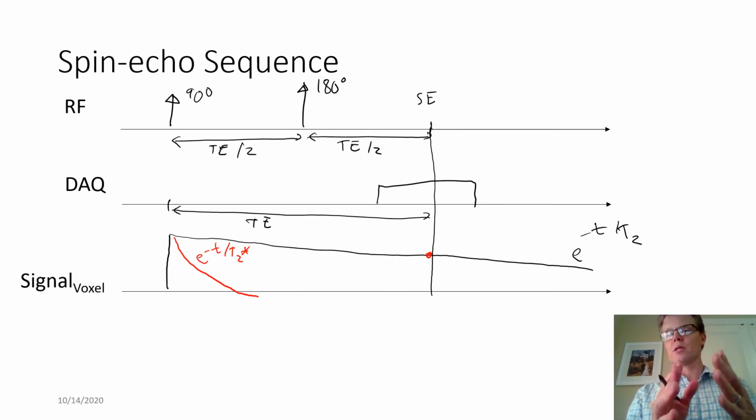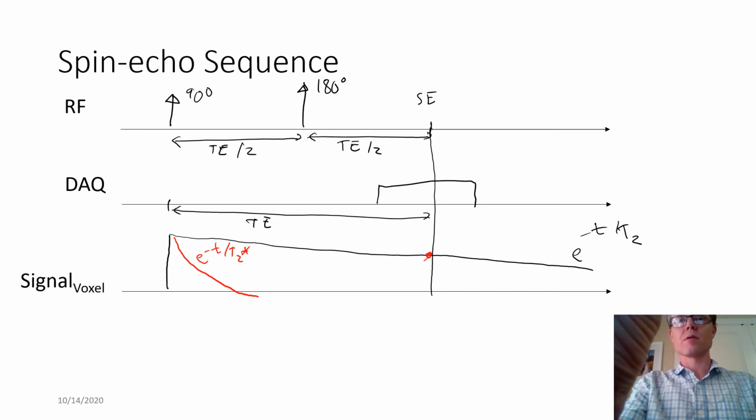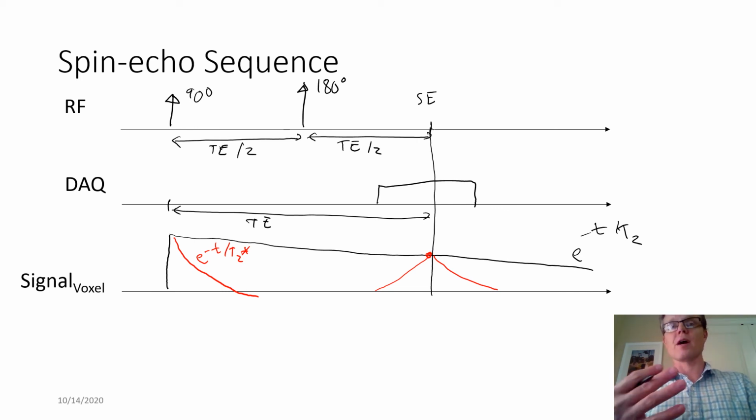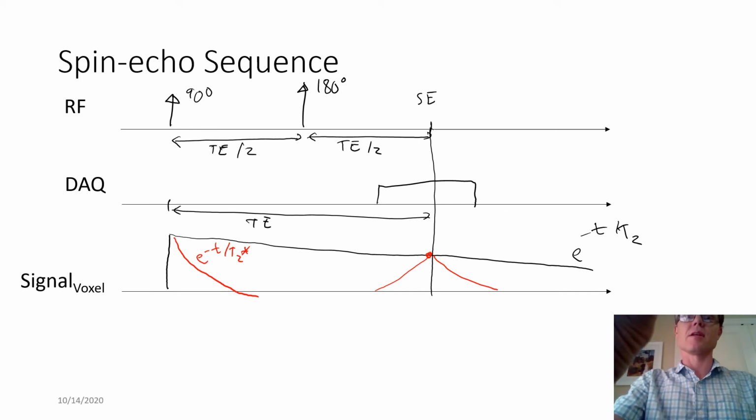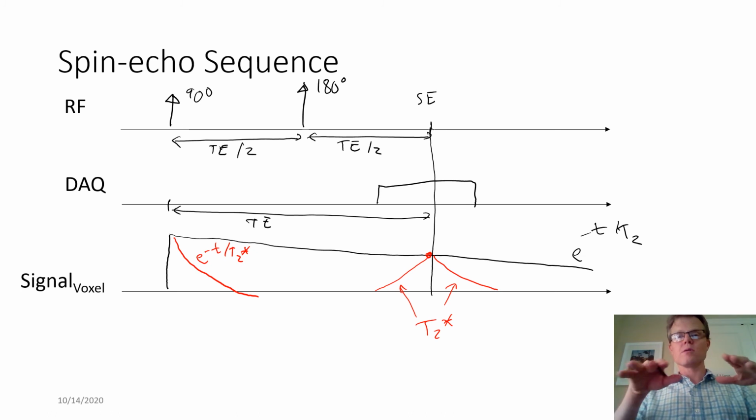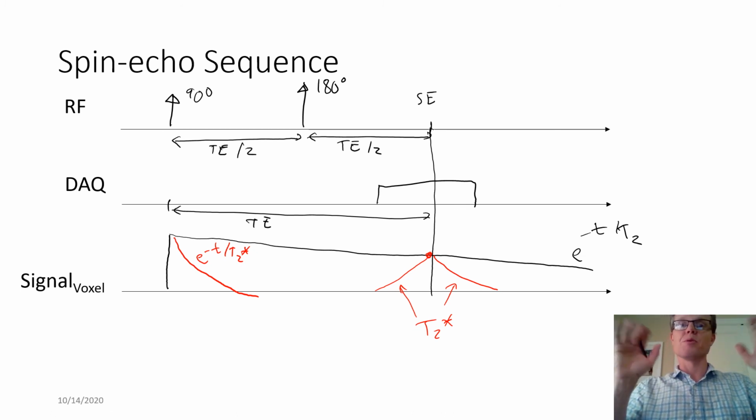Now, as is shown in the last drawing, particularly look at that picture number 5, there is still T2 star decay happening around the spin echo point. So there'll be a signal profile of the voxel that looks approximately something like this. We still have the effects of T2 star decay around our spin echo time. But right at the spin echo time, we get pure T2 contrast, pure T2 weighting at this time.